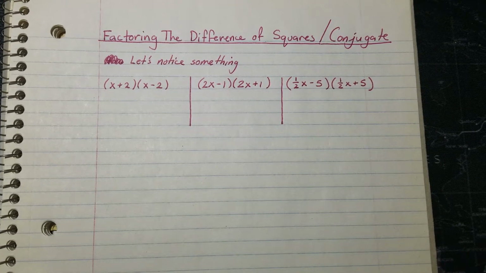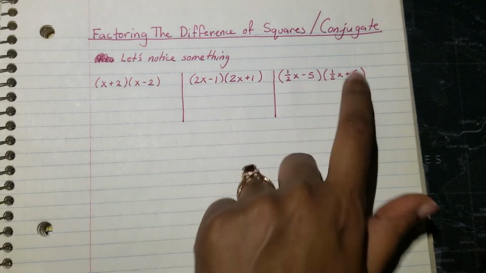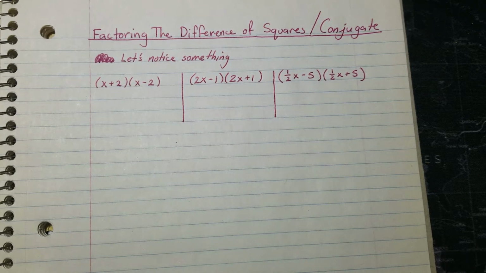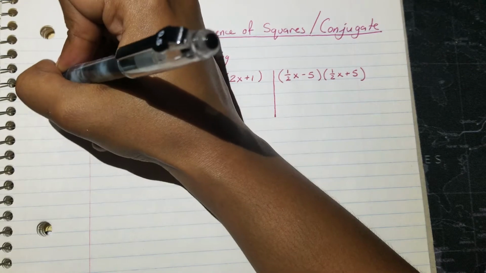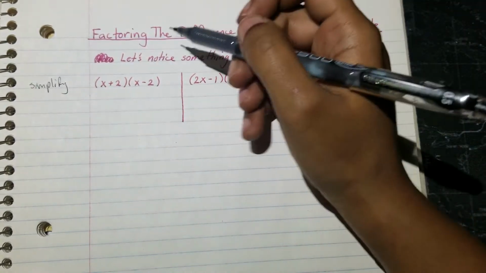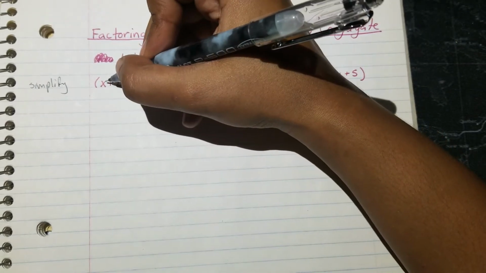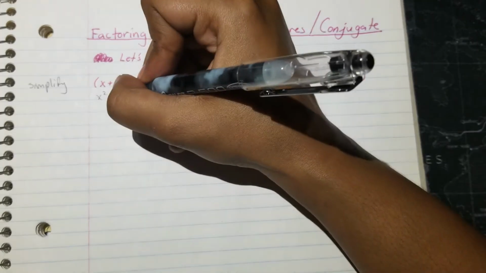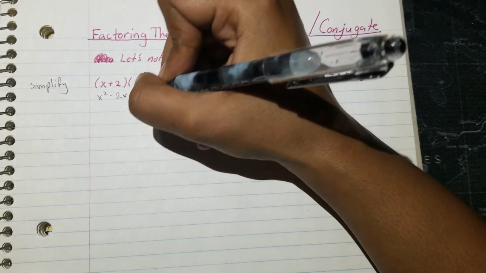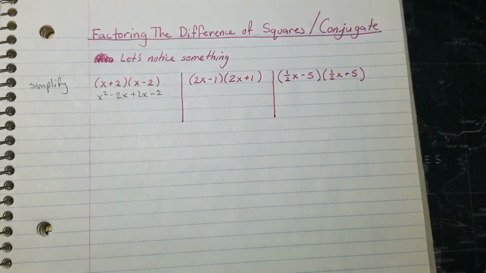So let's start off with something that we're used to seeing, right? We have a bunch of factors next to each other, and let's say we need to simplify. Well, we can FOIL or use whatever multiplication method we know. So x times x, that's just x squared. Then x times negative 2 is negative 2x, 2 times x is positive 2x, and 2 times negative 2 is negative 2.